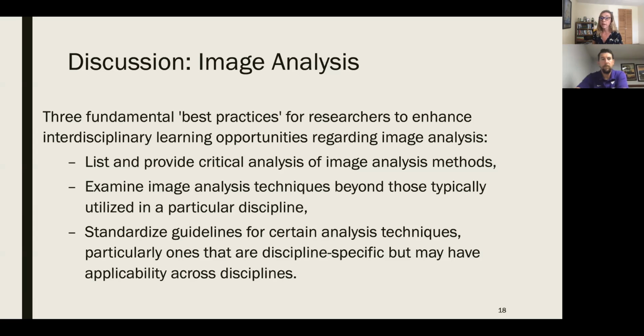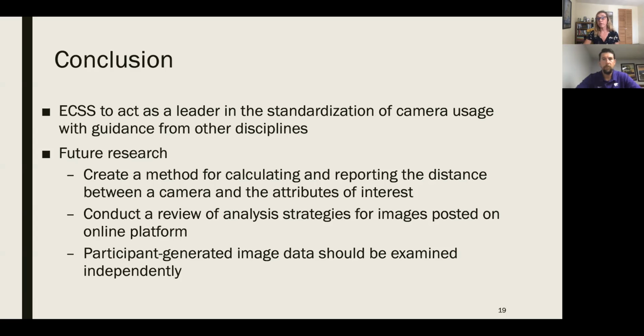And this leads us to another recommendation that, because cameras and image analysis have grown within disciplines, there is a need to standardize guidelines for certain analysis techniques. If we're going to continue to manually code our photographs, like what Ryan was talking about previously, we need to standardize that process, right? Or we need to move forward and learn from other disciplines in terms of the technology being used. So the standardization within camera and image analysis is extremely important. And based on this review, we feel that ECSS can be a leader in that standardization of camera usage with guidance from other disciplines.